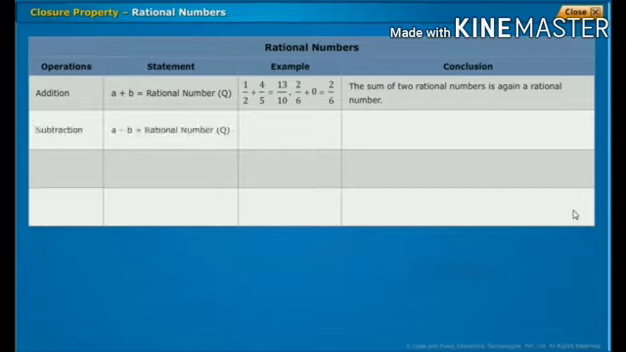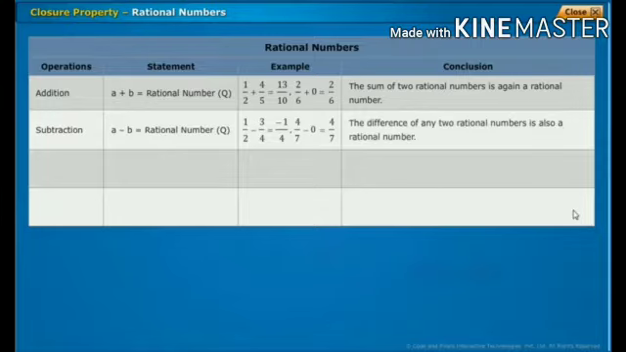Next one is subtraction, a minus b. When you subtract two rational numbers, for example 1 by 2 minus 3 by 4, you will get minus 1 by 4. That is also a rational number. It concludes that the difference of any two rational numbers is also a rational number.